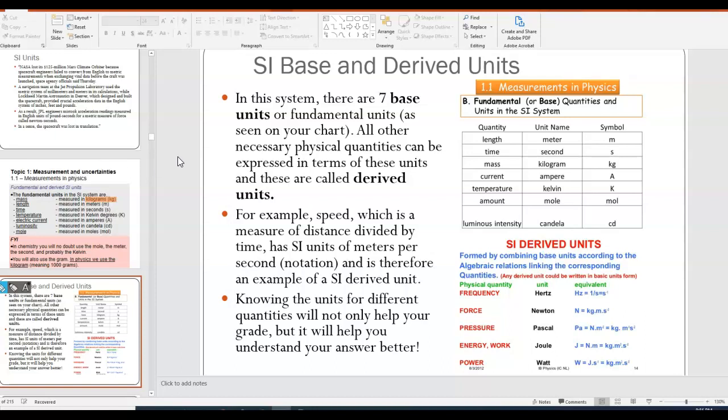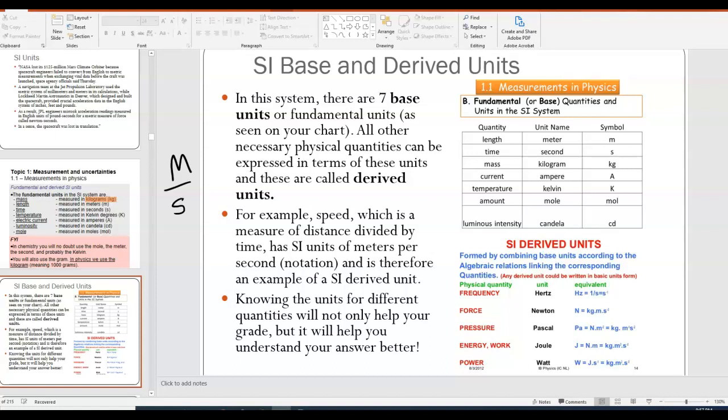Speed. Speed is measured in meters per second. Okay, so the unit for speed is the meter per second. That is a combination of SI fundamental units. Therefore, meters per second is a derived unit. Okay, because it's not one of those 7 base units, it's derived from those base units. Okay, so this is very simple. All units in science, or I should say all units in this class anyway, are either measured in base units or measured in derived units.